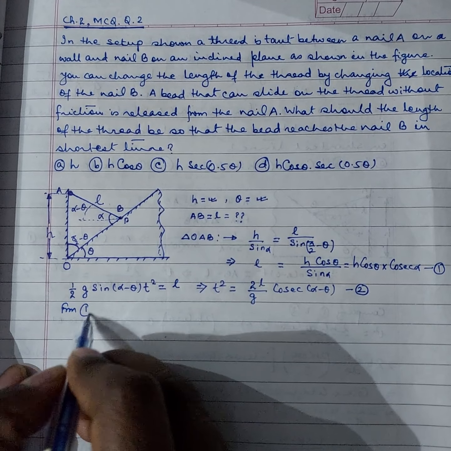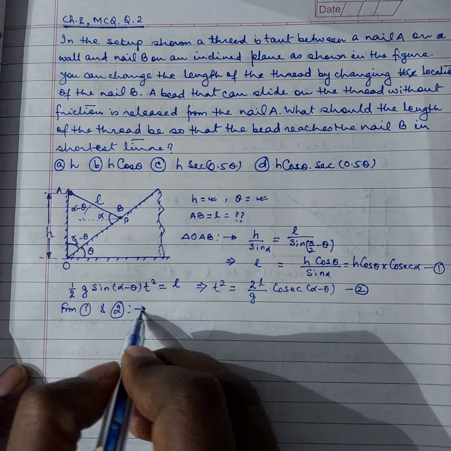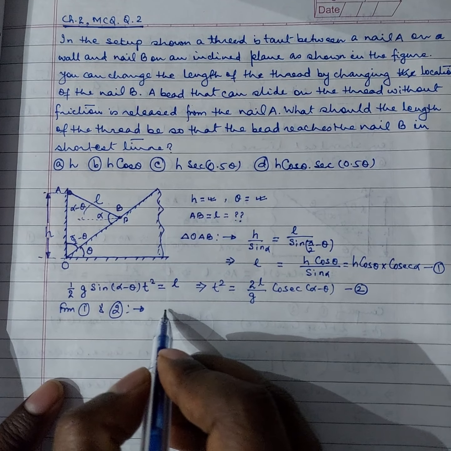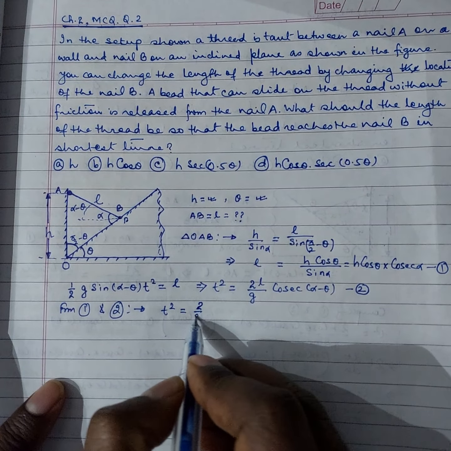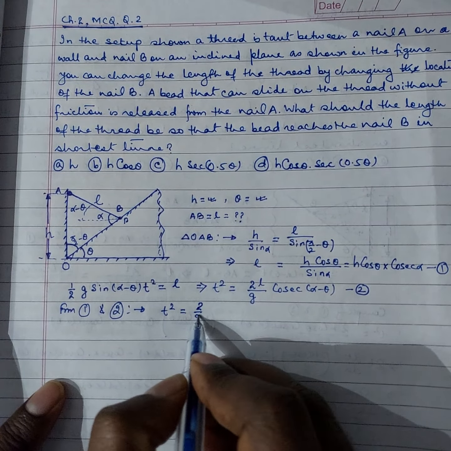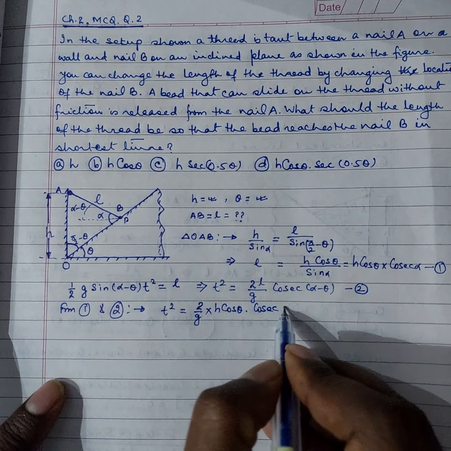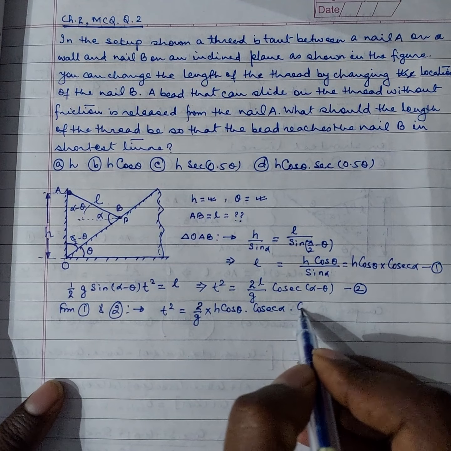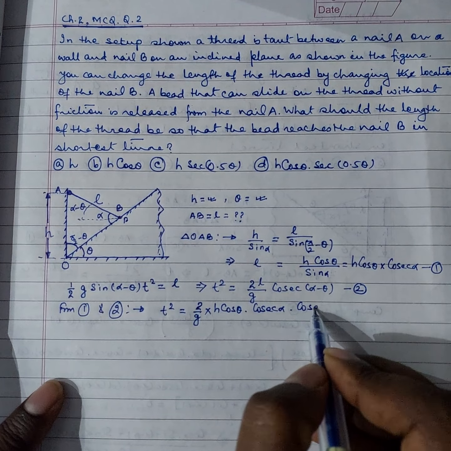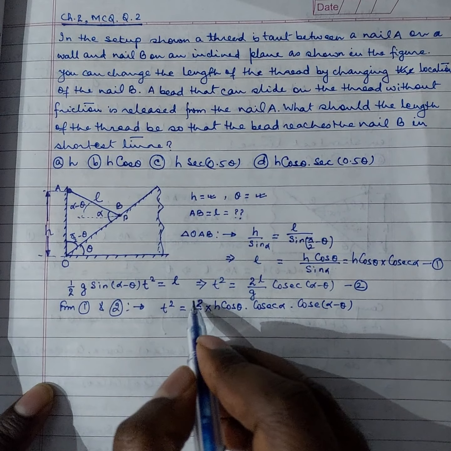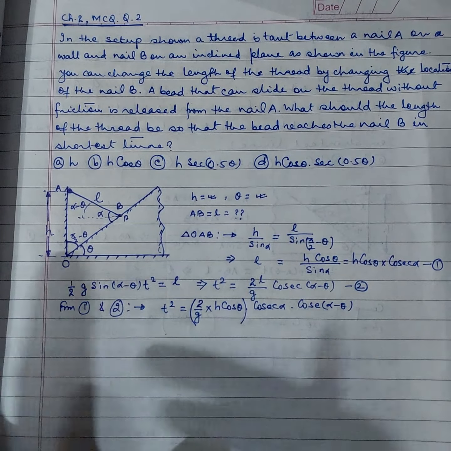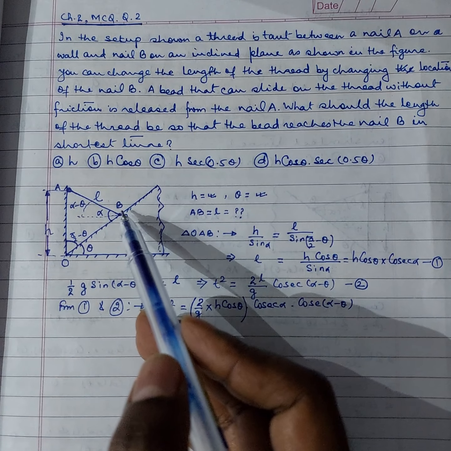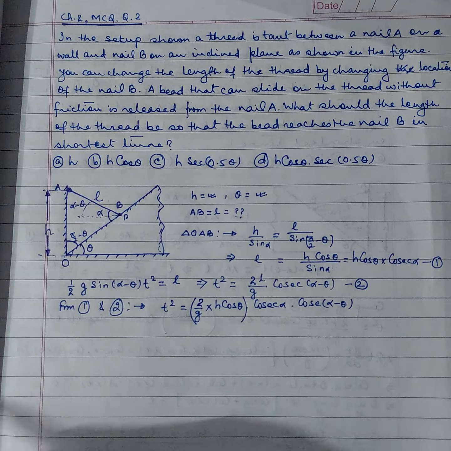From 1 and 2, t square is 2 by g, L is h cos theta into cosec alpha into cosec alpha minus theta. H, theta and g is constant. Only we have the option to change the location B and hence alpha angle. So t is a function of alpha.